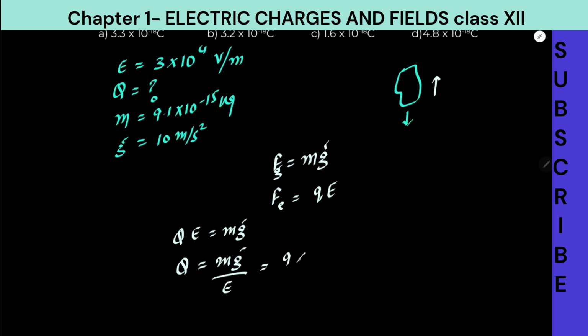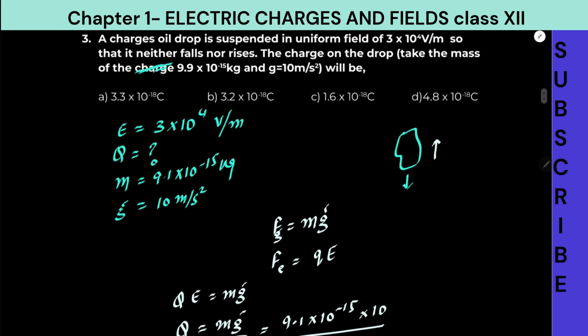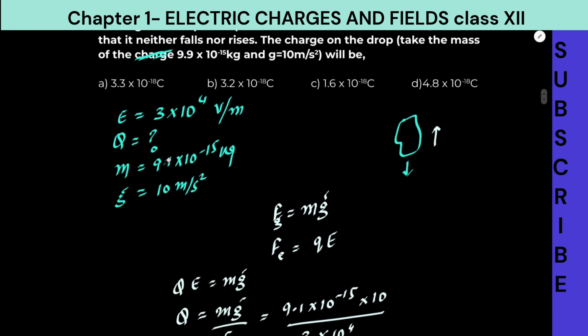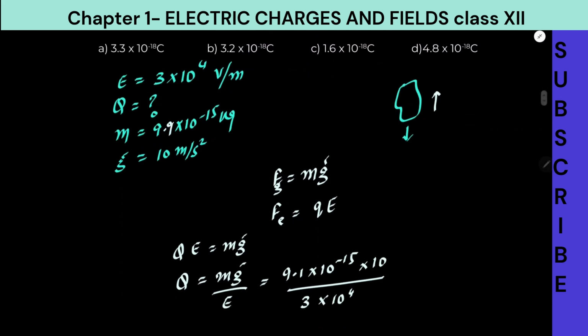Now what is m? They have given 9.9 into 10 to the power minus 15. G, acceleration due to gravity, is 10, and the electric field is 3 into 10 to the power 4, right? So 9.1 it is, and no, 9.9, I have copied the part wrong. Let's make it 9.9 as per the question.